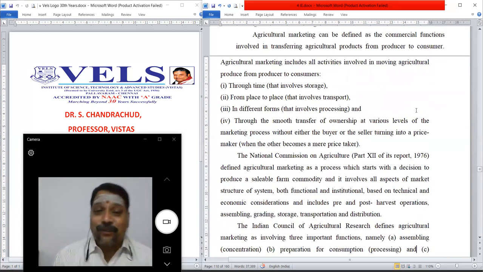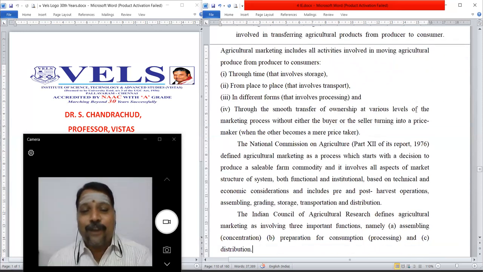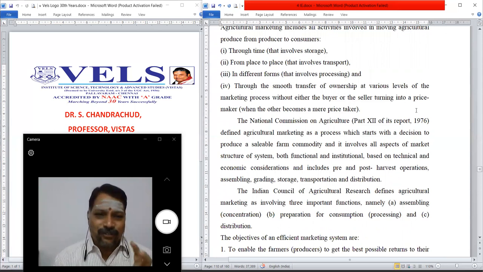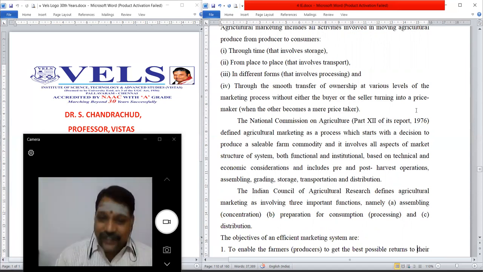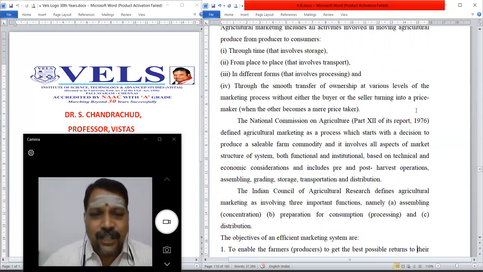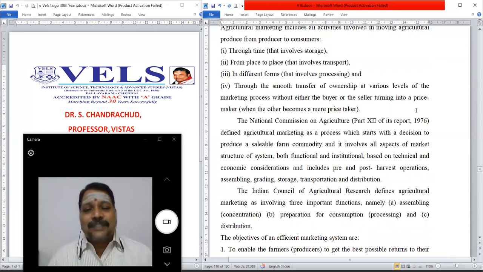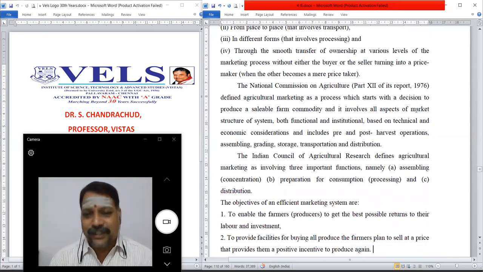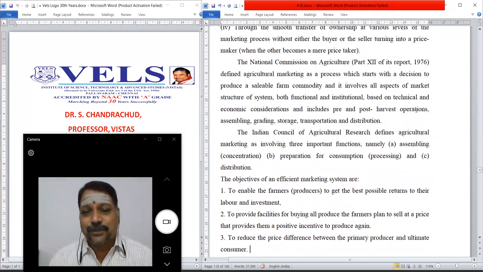So the government of India wanted to give some system for agriculture marketing. For that, they formed a commission called the National Commission on Agriculture. In part 12 of the report, they gave recommendations on how the agriculture market should be. They defined agriculture marketing as a process which starts with the decision to produce a saleable form of commodity, and it involves all aspects of market structure and system, both functional and institutional, based on technical and economic considerations, and includes pre and post harvest operations like assembling, grading, storing, transportation, and distribution.